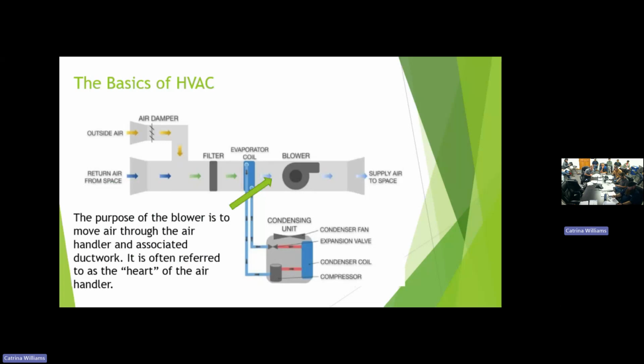Next is the blower in there, to move the air throughout the air handler and all the ductwork. A key thing to remember, and it makes sense when you think about it, is that it's often referred to as the heart of the air handler. It's like the heart we have. It's pumping the air through the complete system. That's what's moving the air from point A to point B over and over again. So a very important component, obviously. If that blower goes down, your unit's done. You're not moving any air, and when you're not moving any air, nobody's coming.